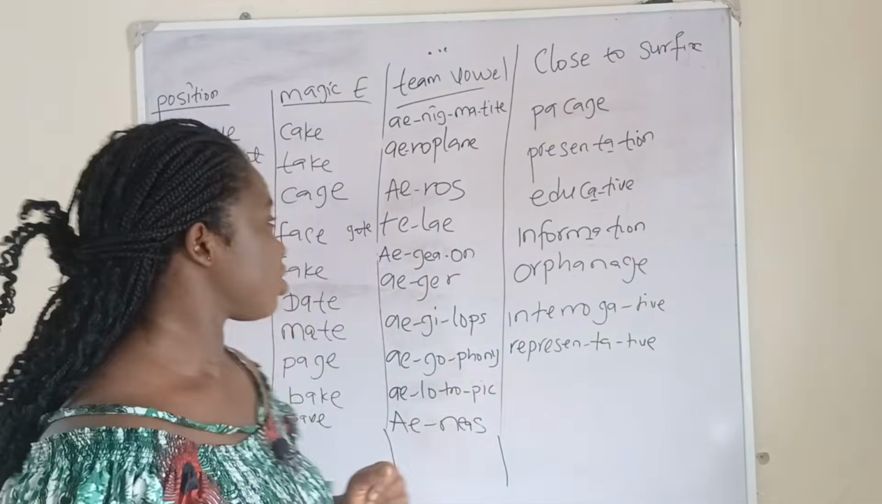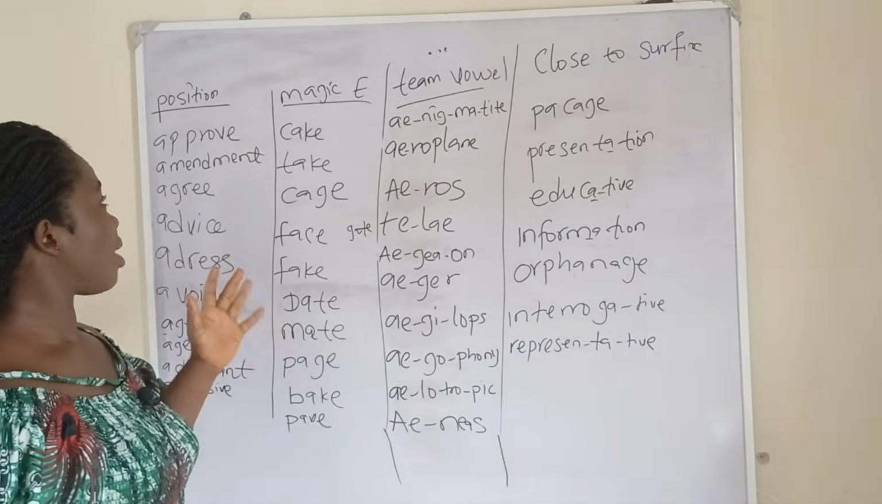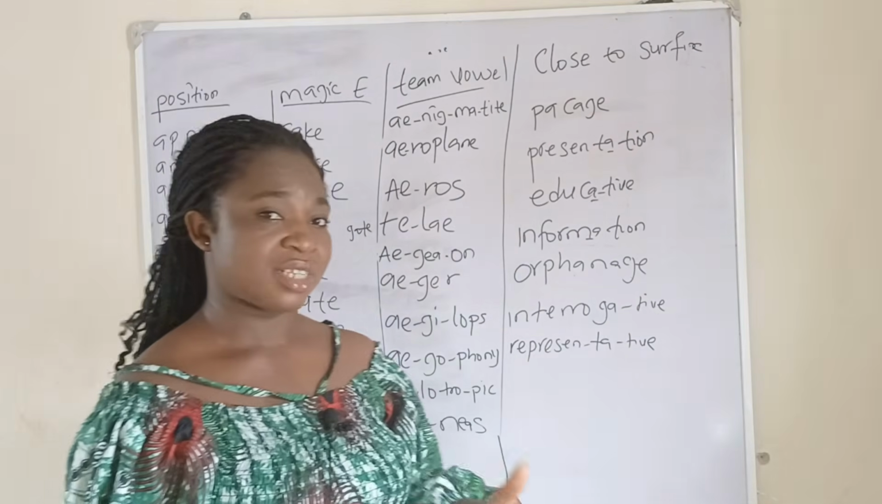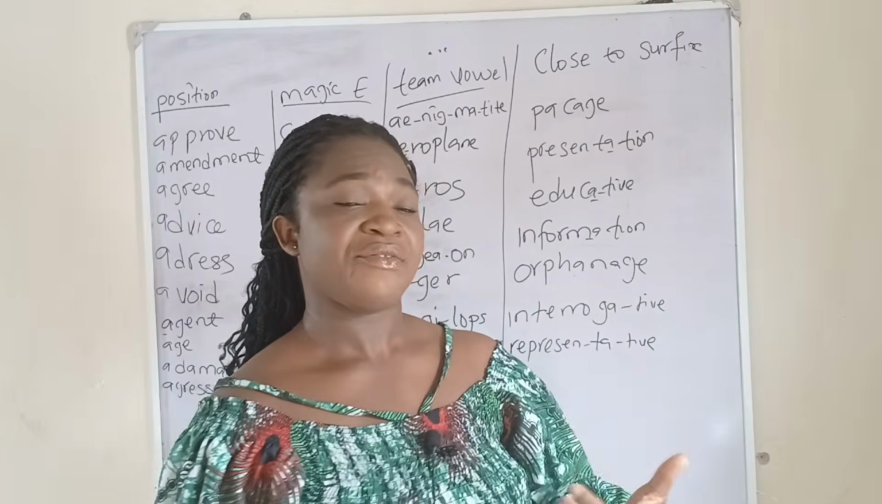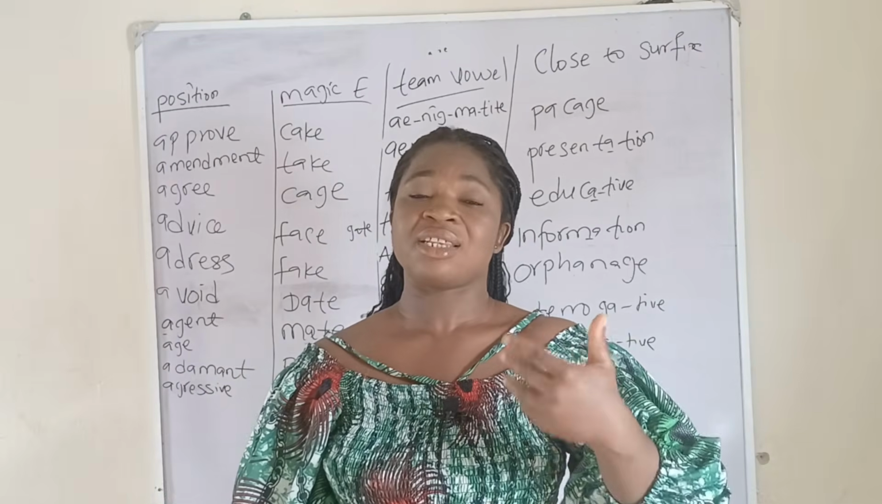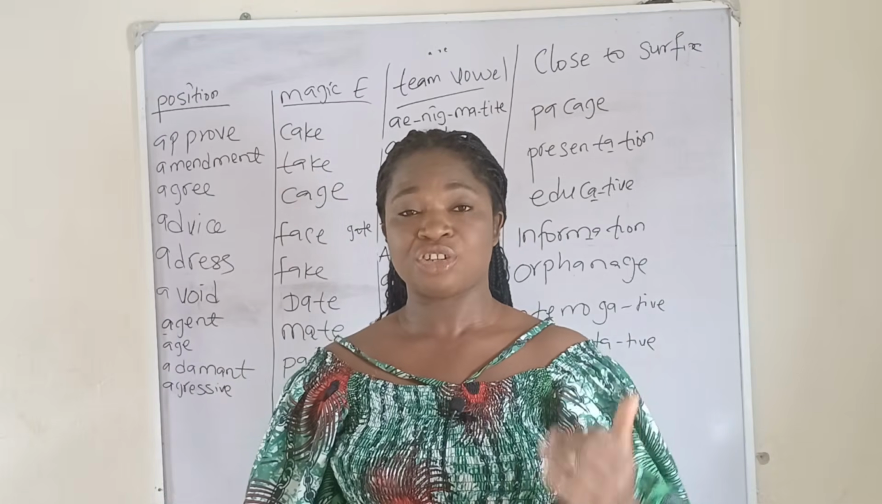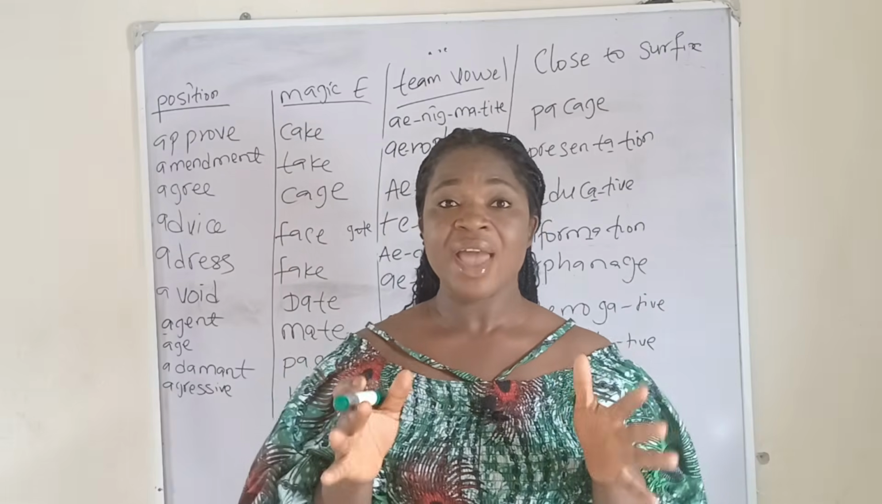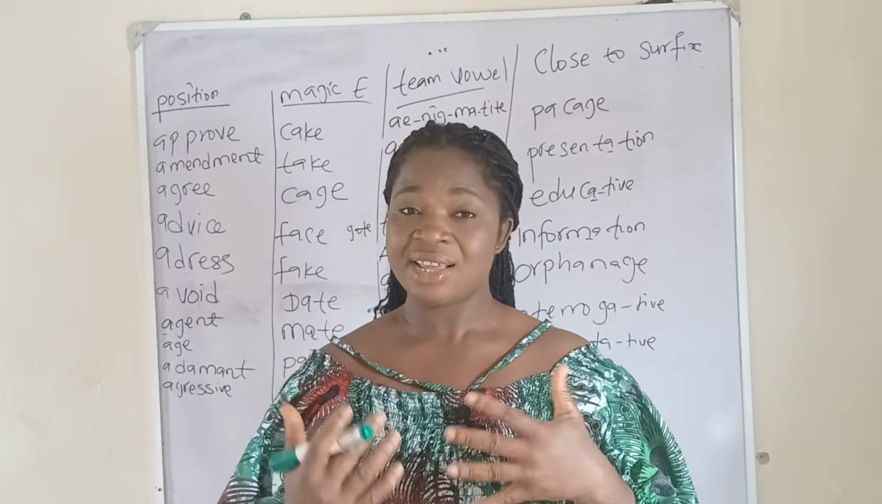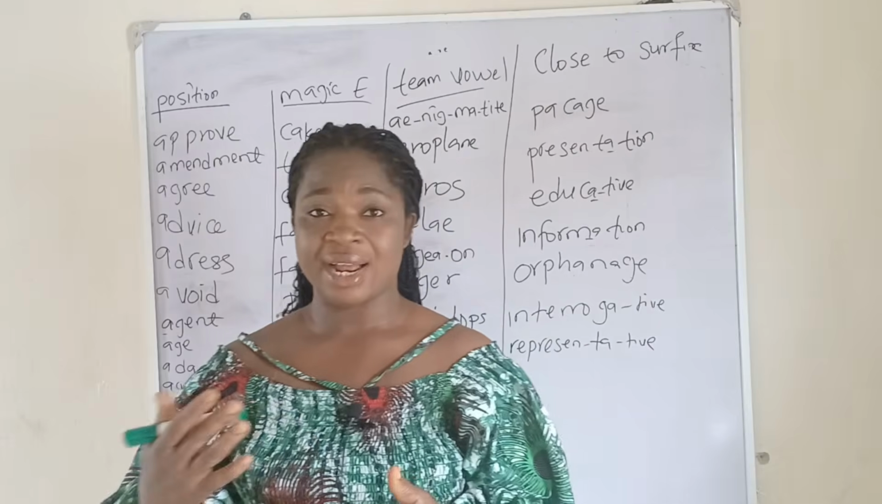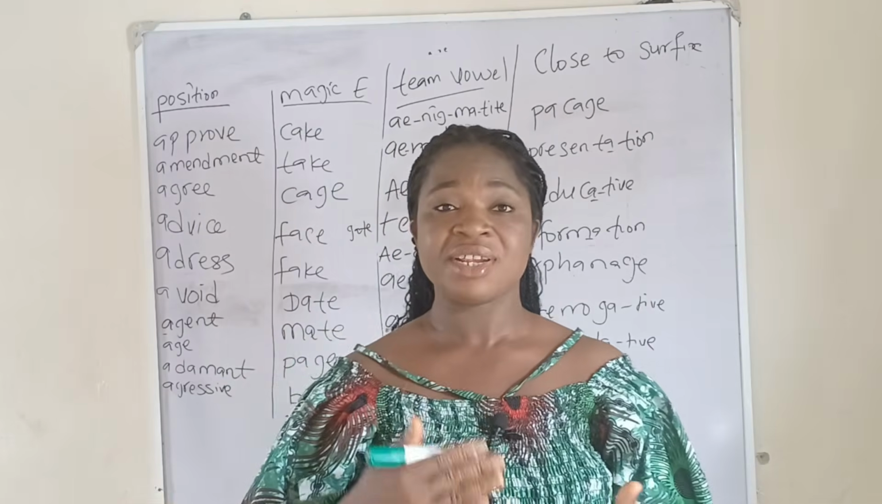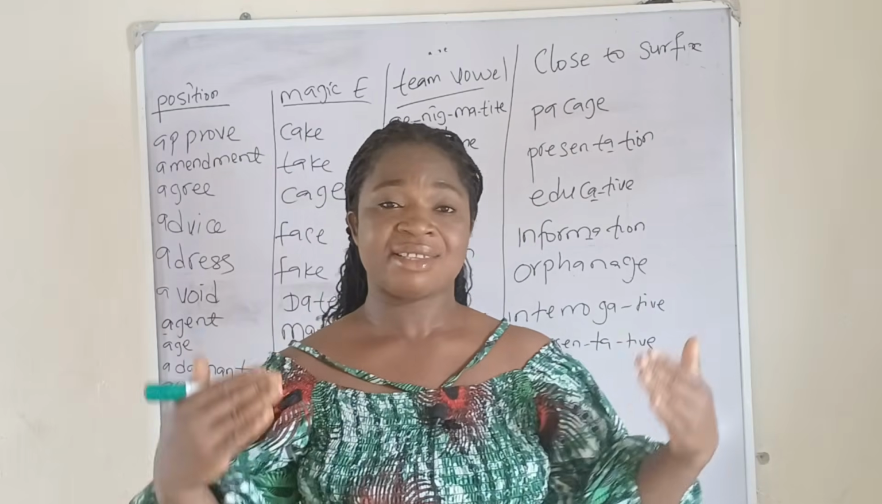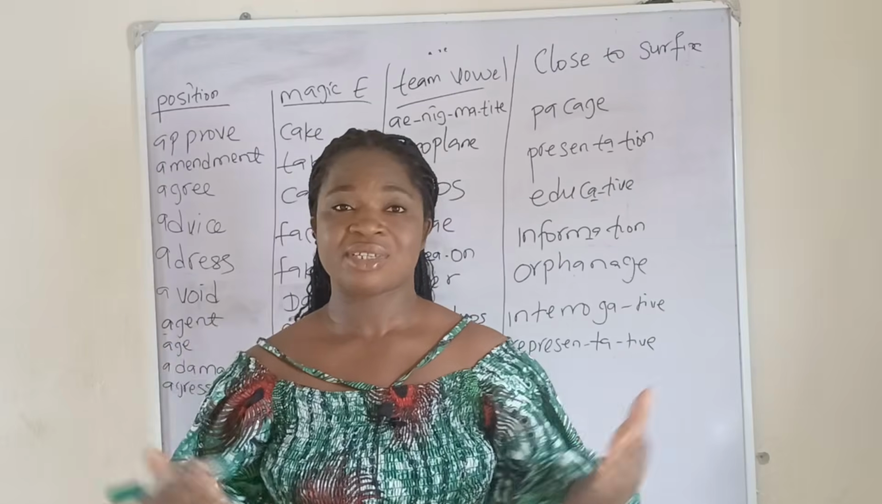Now, the first one says that for you to know if the letter A should sound in its long form or its short form, you should focus on the position of the letter. Where is the letter appearing? Is it at the beginning, at the middle, at the end? This helps you determine if it should be pronounced as the long A or the short A.